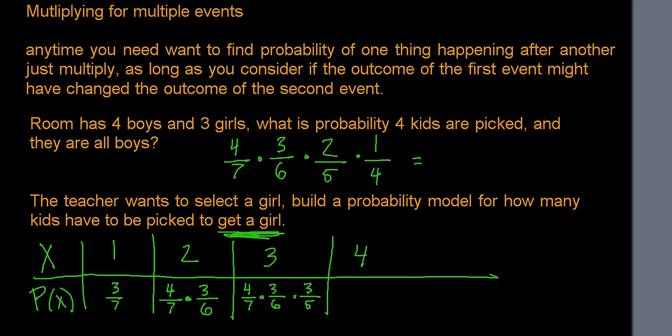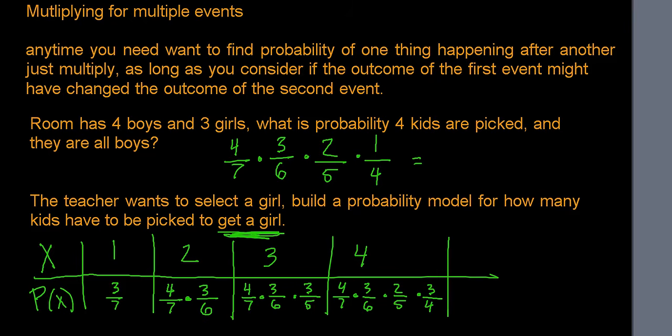Could it take 4 kids to get a girl? Yeah. That would be boy, boy, boy, and then I get that girl. All right, so once again, 4 out of 7 for that first boy, 3 out of 6 for that second boy, 2 out of 5 for that third boy. And then finally, on the 4th kid, I get the girl, and there's 3 out of 4 kids that are girls left in the room.